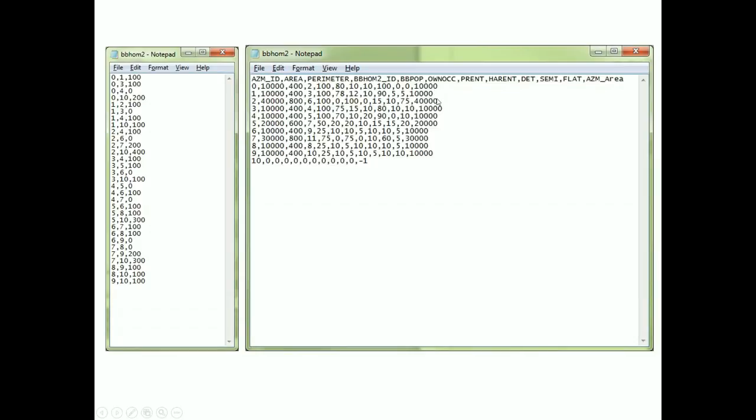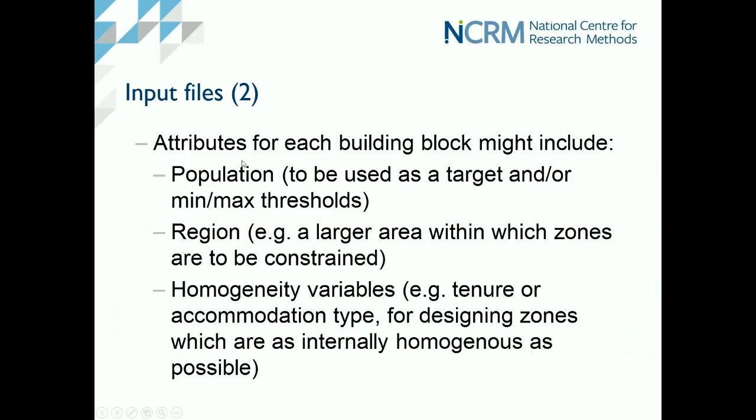The last one has got the areas which we're going to use for this. And zone 10, the outside, has got a dummy record full of zeros with a -1 on the end. It's just known to be the outside. We're not going to use it. So those two input files constrain everything that we need to know.